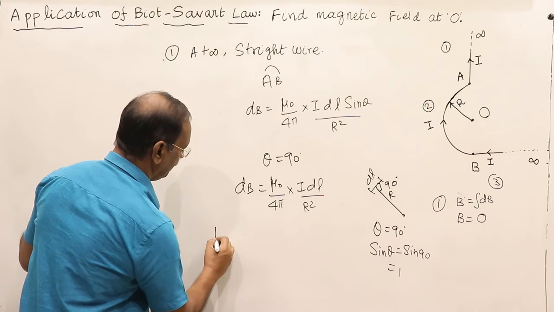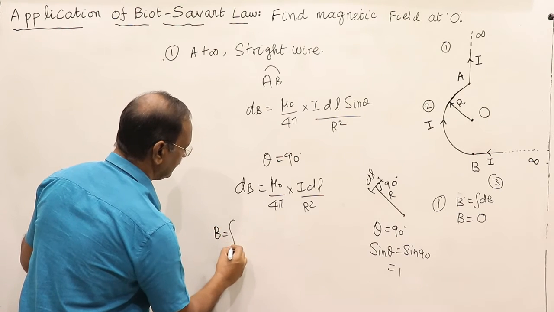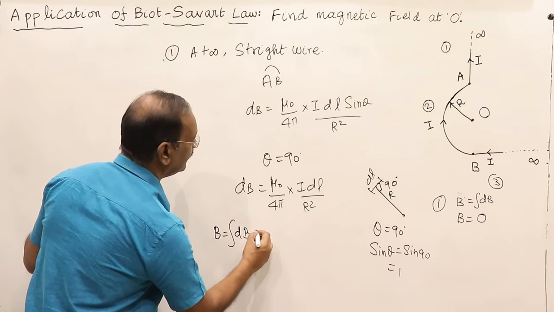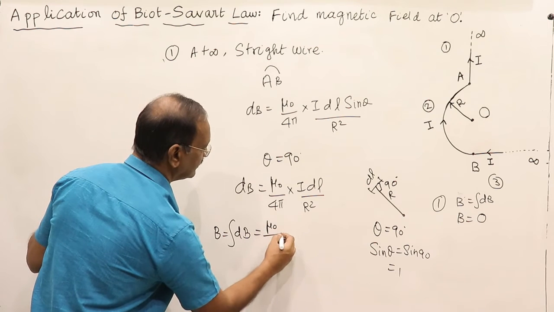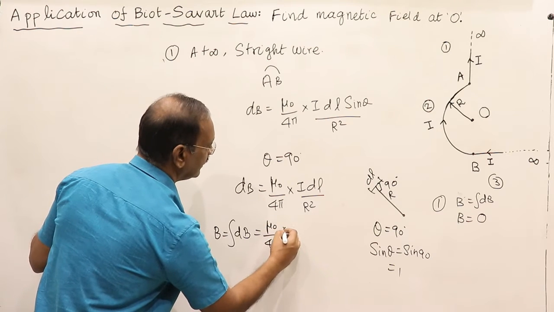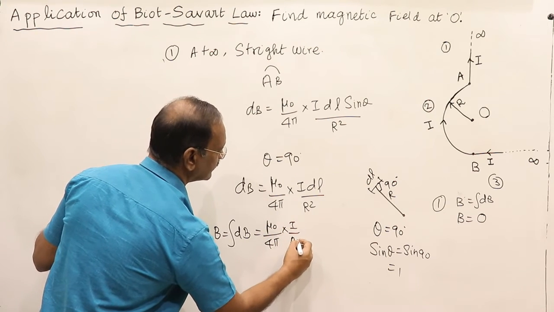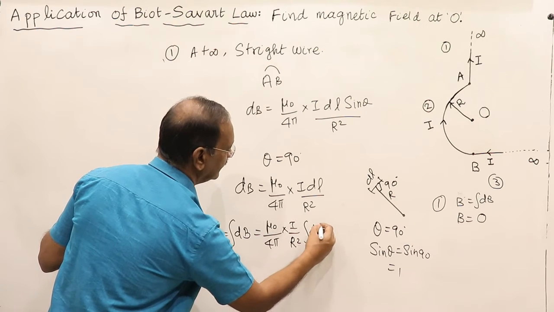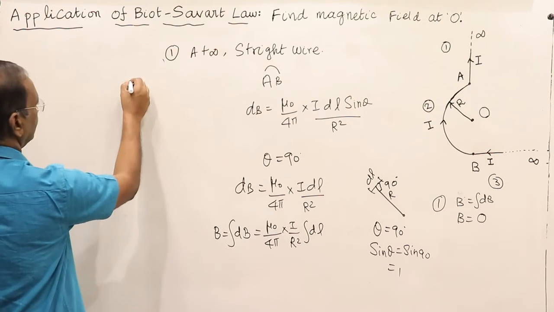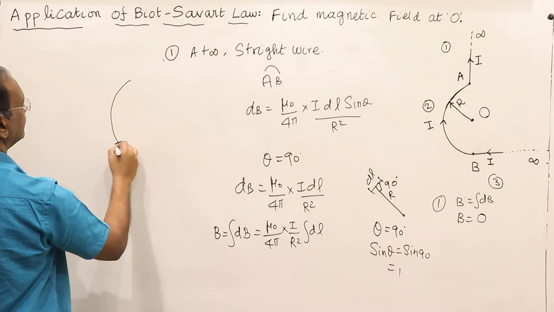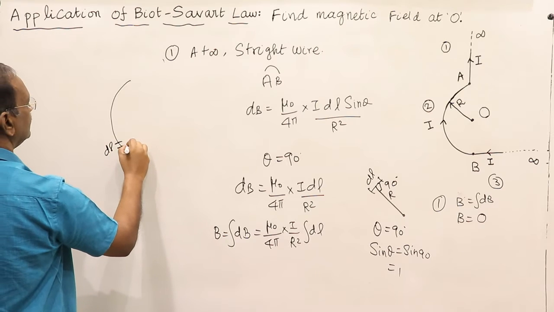Or B is equal to the integral of dB. We can take mu naught constant, 4 pi constant, I constant, and r square also constant, leaving the integral of dl. What is the integral of dl? See, this is the length, this is dl, this is one more length.